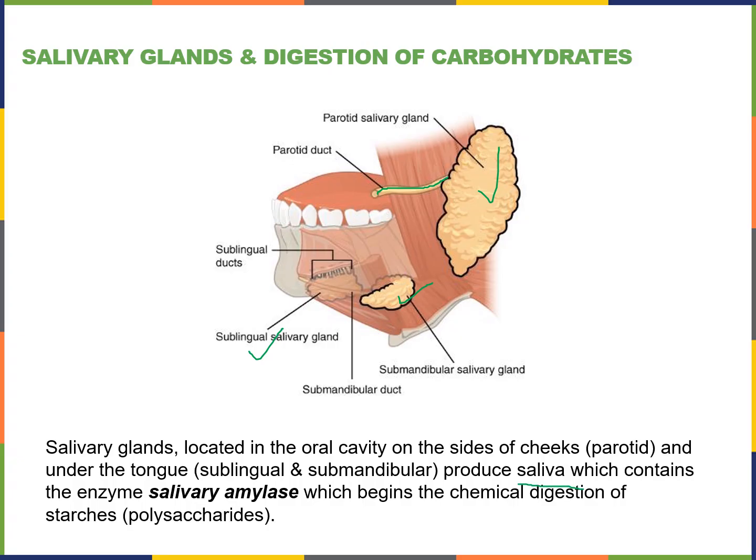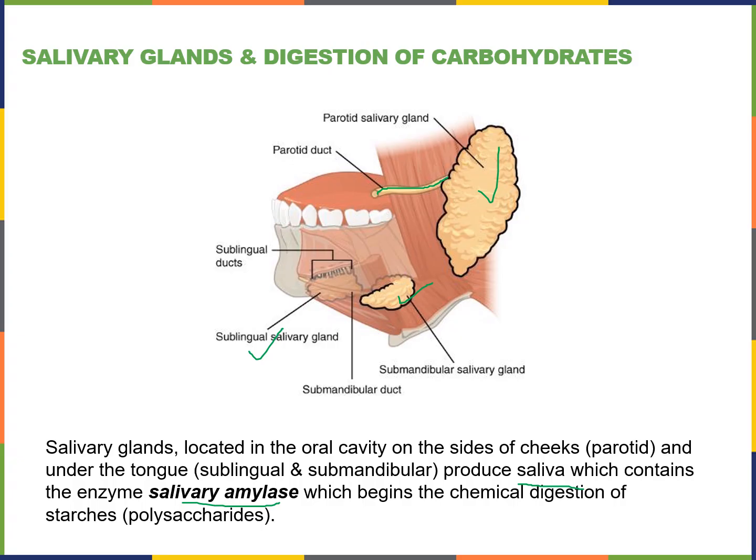It has the enzyme salivary amylase. So the digestion of starch begins in the mouth. The digestion of protein and lipids does not begin in the mouth. Salivary amylase, when it works on starch, when it digests starch, it will produce maltose. So maltose is a type of sugar.